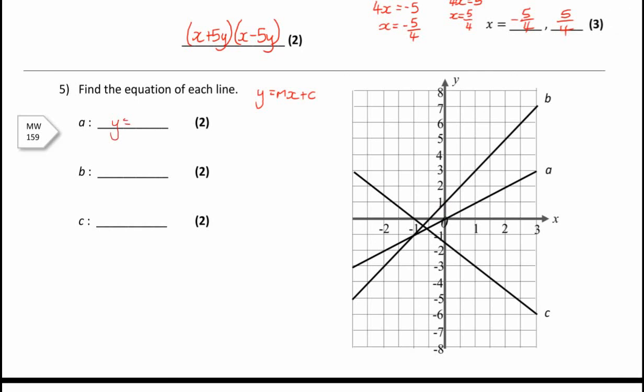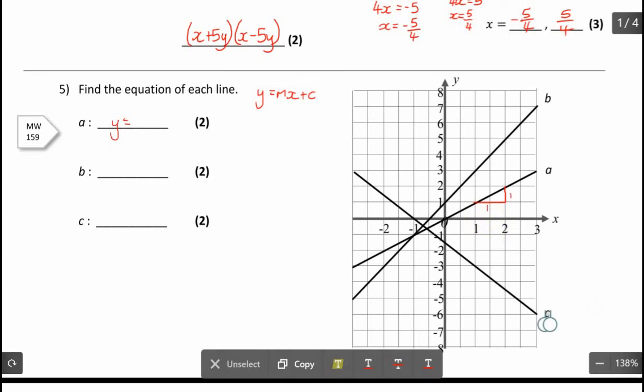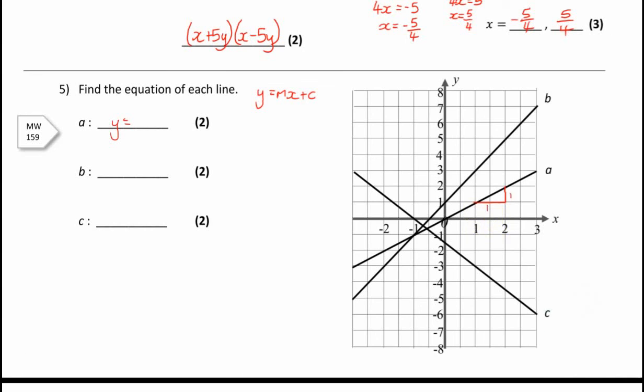Now the gradient we find by doing the rise divided by the run. So you want to draw yourself in a little triangle somewhere. Try to use the numbers on the axes rather than the squares. So there I've gone across 1 and I've gone up 1. So when I do rise divided by run, 1 divided by 1, I just get 1. So the gradient is 1. So actually this is just a line y equals x, or y equals 1x. Okay, it doesn't look like it, but that's because the scales on the graph have been altered.